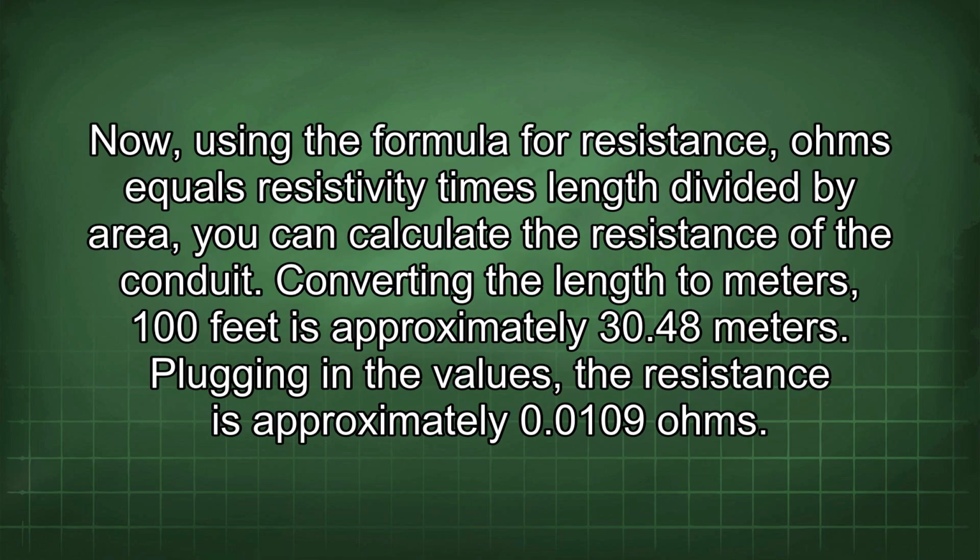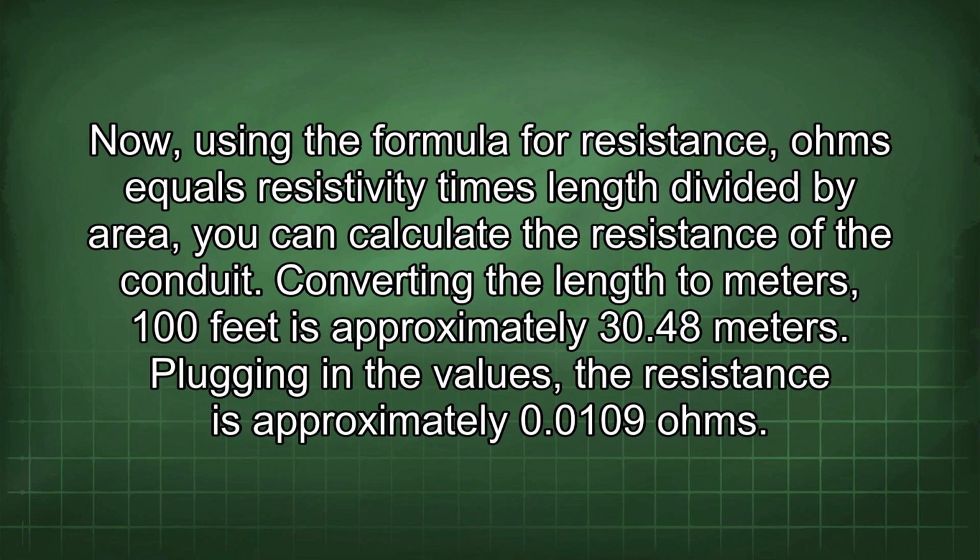Now, using the formula for resistance, ohms equals resistivity times length divided by area, you can calculate the resistance of the conduit. Converting the length to meters, 100 feet is approximately 30.48 meters.